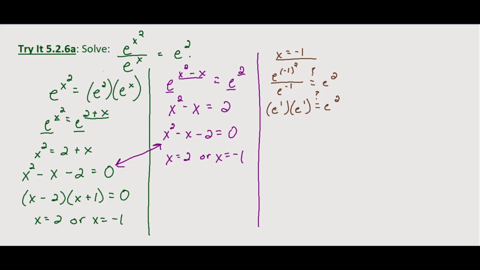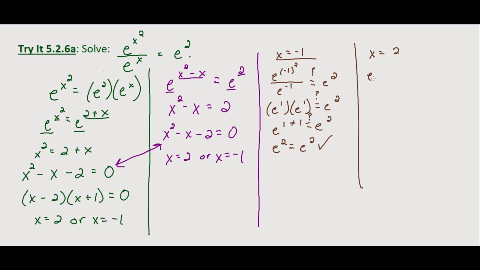Remember the product rule for exponents. Same base, we add the exponents when we're multiplying the two values. So this is e to the 1 plus 1. So e squared equals e squared. And therefore, x equals negative 1 checks. What about when x equals 2?